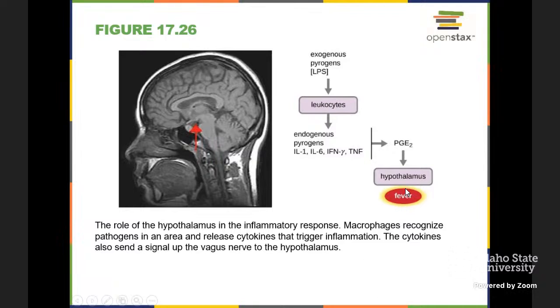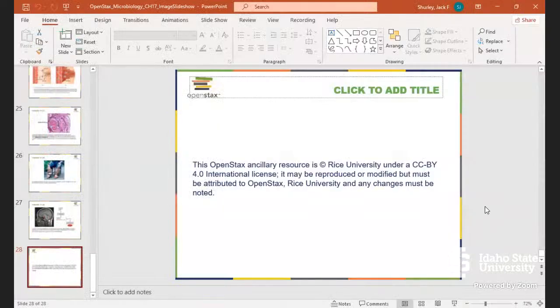And PGE, oh man, I don't remember. Prostaglandin, maybe, something. Matters not. All right.